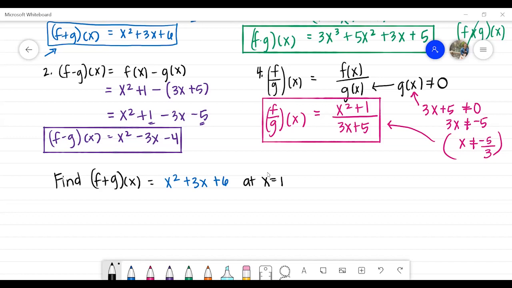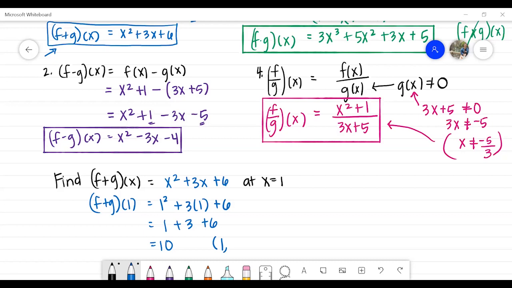So the same as f plus g of 1. Well, all you would do, and again, it's what you would have done with any other function, right? F plus g of 1, you just plug it in. So 1 squared, 3 times 1 plus 6, so that's 1 plus 3 plus 6, and that gives you 10. So this is a function value, and this means that if you wanted to graph this, you would graph the point 1, 10.